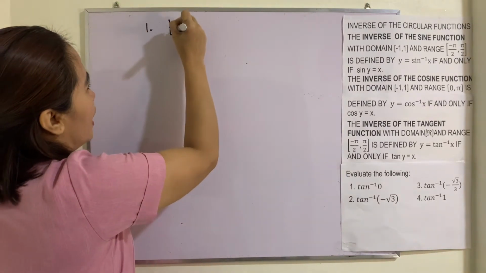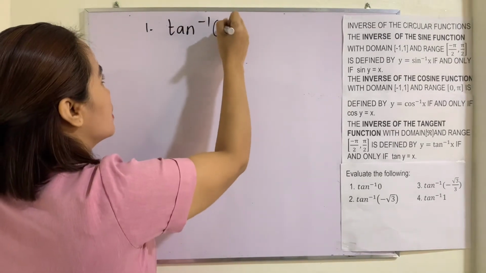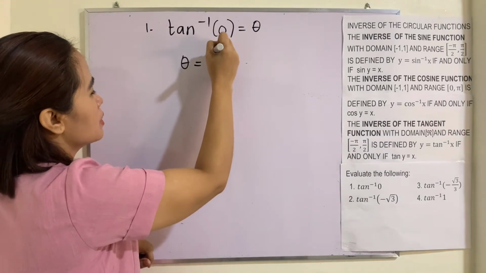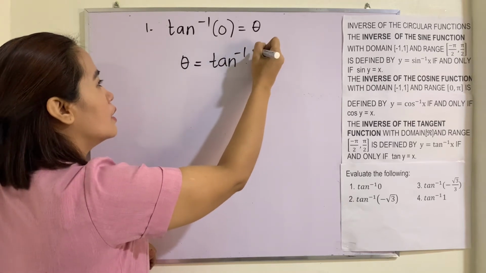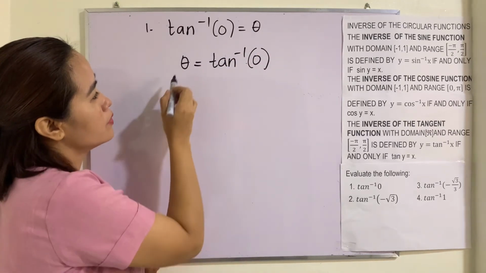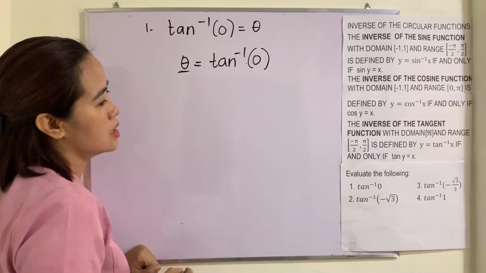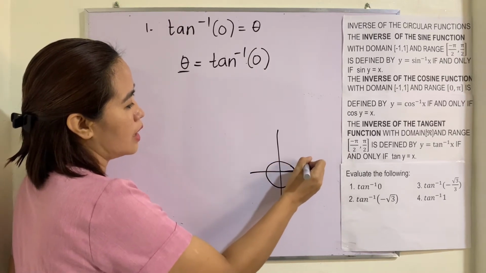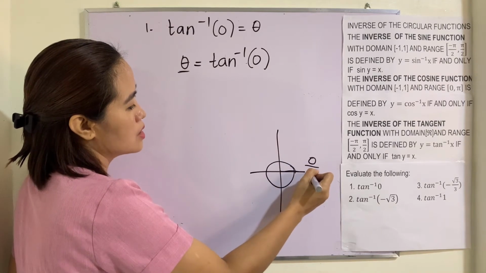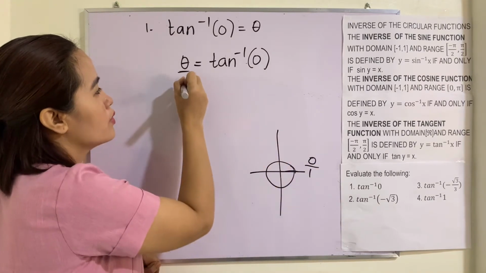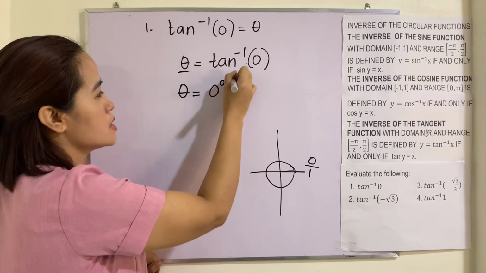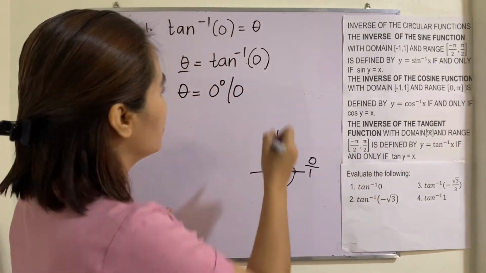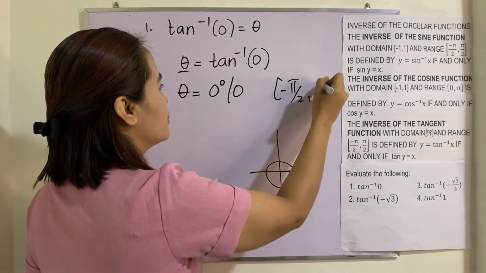Number 1. We have arctan of 0 is equal to theta. Now, we have to look for the value of the angle in which tangent is equal to 0. We know that tangent is sine over cosine. So sine here is 0, and then cosine is 1, so that's 0 over 1. So theta is equivalent to 0 degrees, or 0 pi. Now, take note that our range is from negative pi over 2 to positive pi over 2.